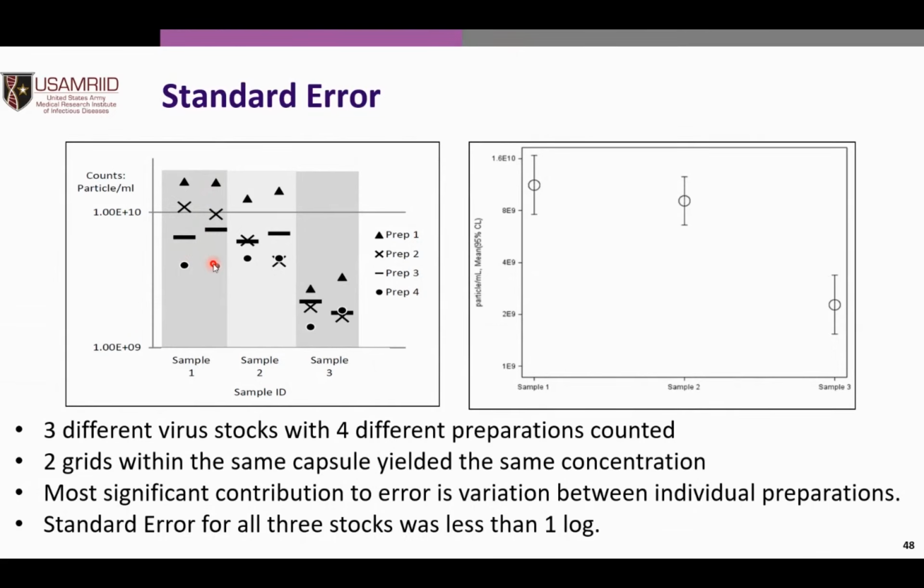We did find that the most significant contribution to error was variation between individual preparations. These were the same virus stocks that were just prepped at different times. Some of them had a little bit more error, and this one was a little bit more accurate. We were within about a log for all of our samples, though, which was a huge improvement over previous methods we were using.